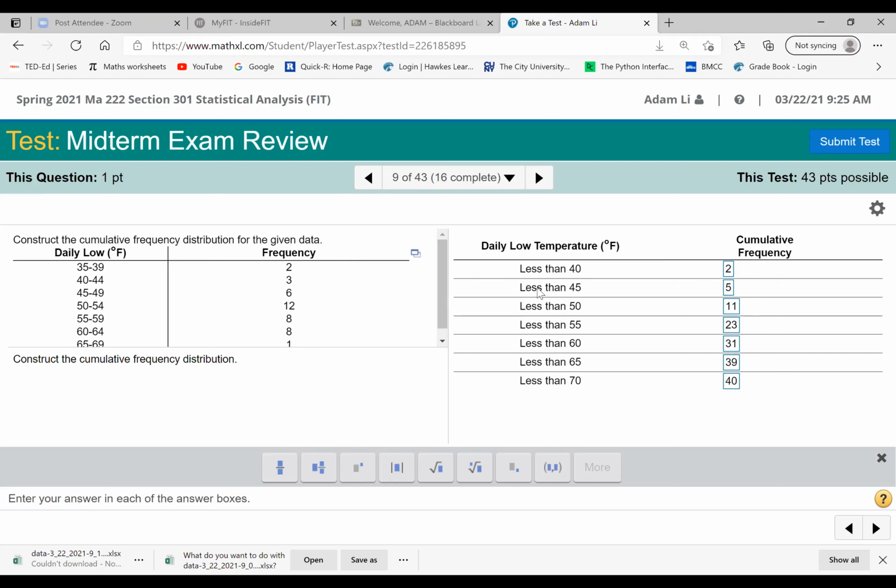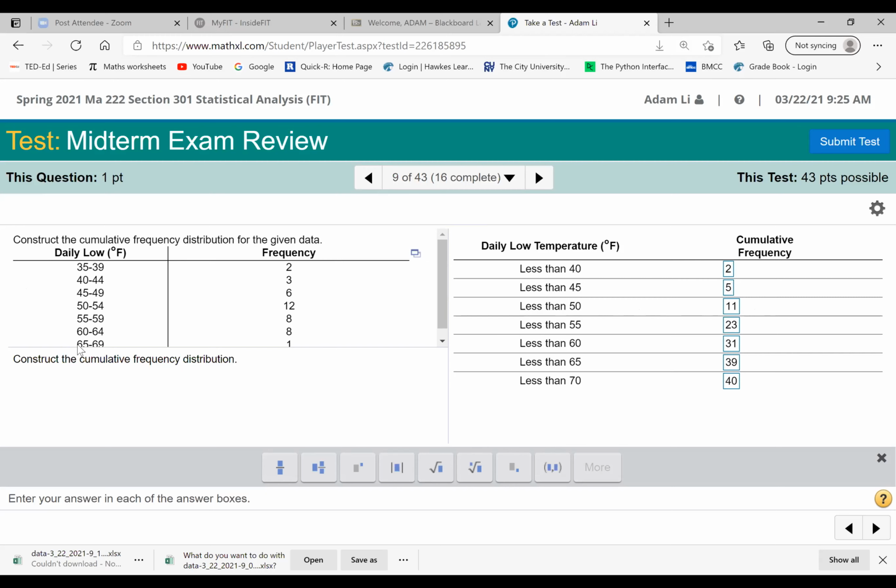And the second one is less than 45. 45 is right here. So you are accumulating the first two classes in terms of frequency, adding 2 and 3, you get 5. And then the third one, less than 50, 50 is right here. So we are accumulating the frequencies from the first three classes, 2 plus 3 plus 6 is 11. Okay, and less than 55. So we are accumulating the first four classes. Then we have 11 adding 12 becomes 23.